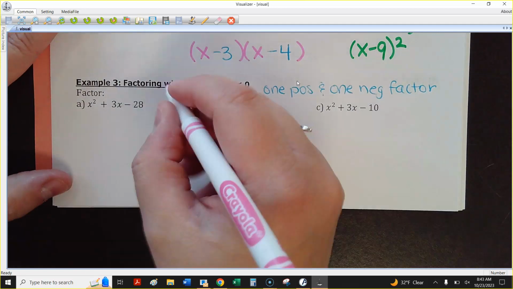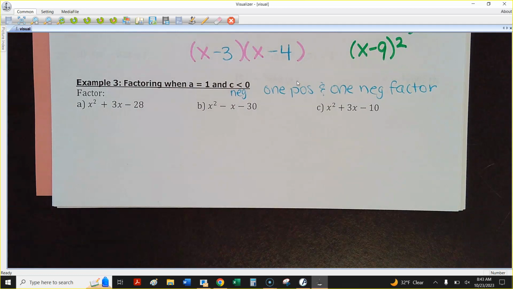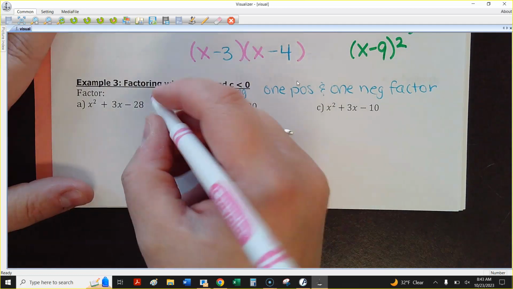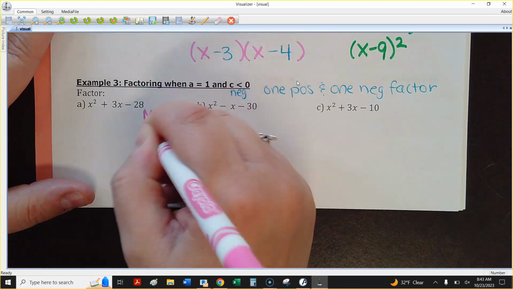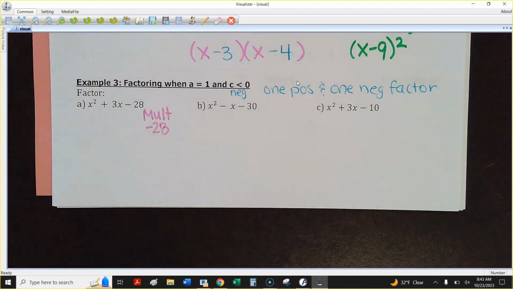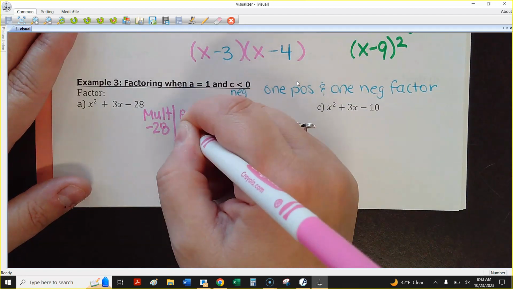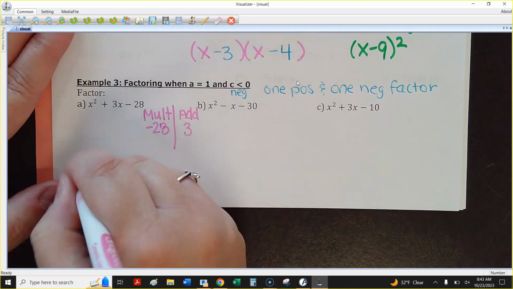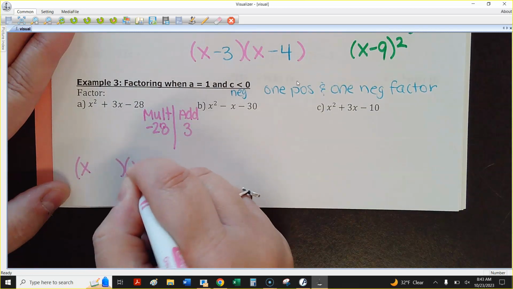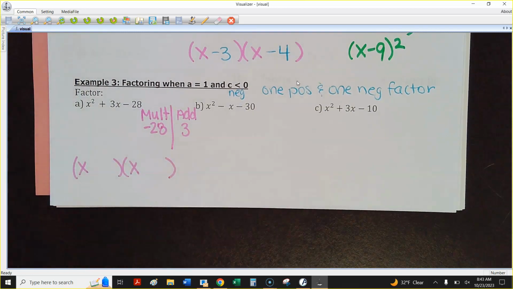So for my first example, I've got x squared plus 3x minus 28. All right, so I got to multiply to get negative 28. To get a negative number to multiply, I got to have one positive and one negative number to do that. And I need to add to get positive 3. So while I'm thinking about that, I'm just going to start each of my factors. Just use a little set of parentheses. Just take that first term, drop the squared, x and x. Can you guys think of two numbers here?